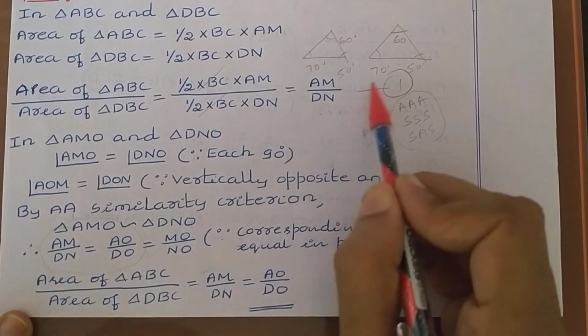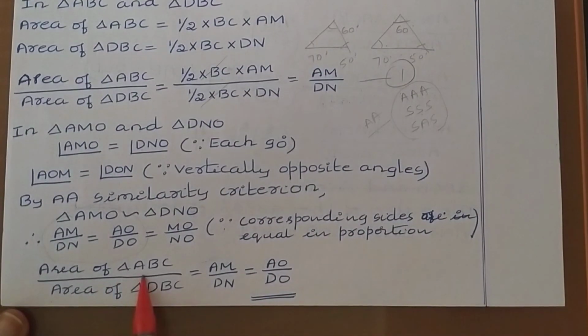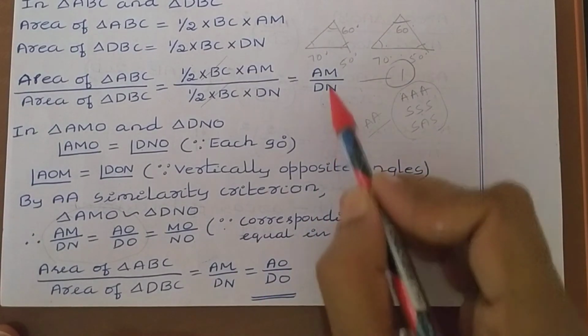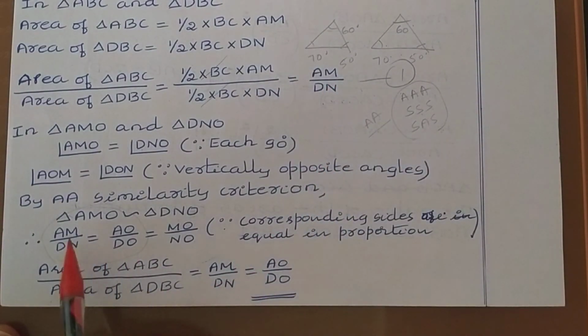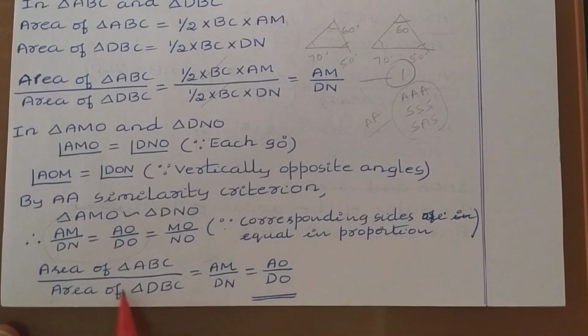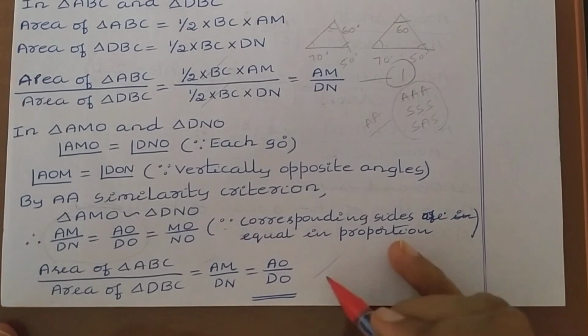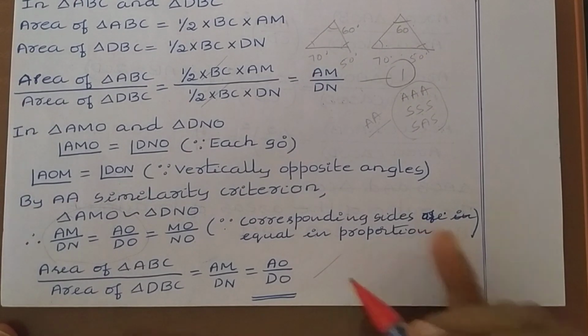So we get here from equation 1, the area of triangle ABC divided by the area of triangle DBC is equal to AM by DN that we have proved above, and this AM by DN is equal to AO by DO. That means we can say here the area of triangle ABC divided by the area of triangle DBC is equal to AO divided by DO. So this we had to prove. Hence proved. This is the solution for question number 3.